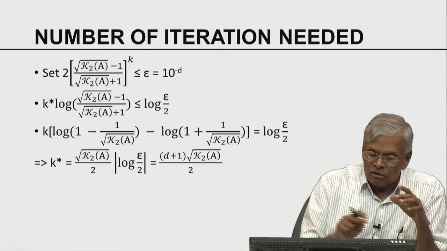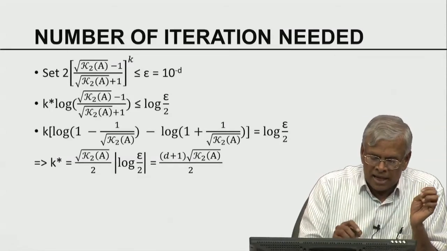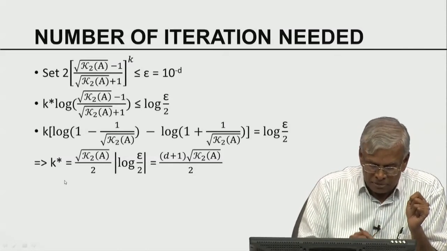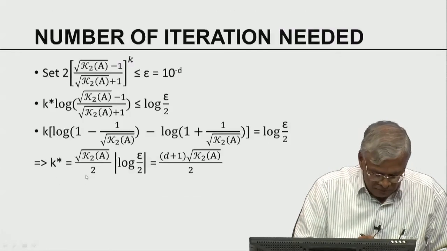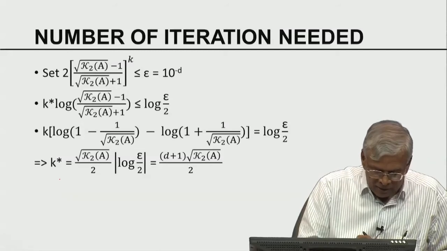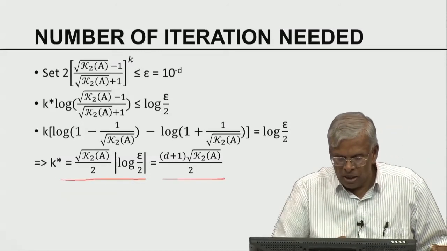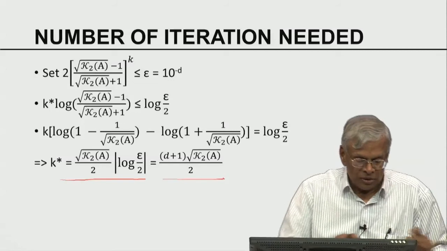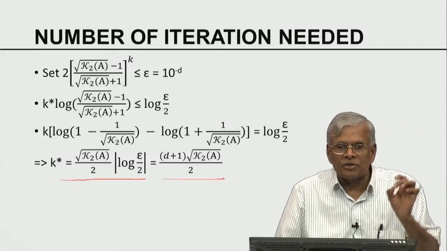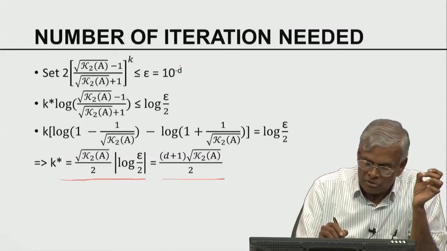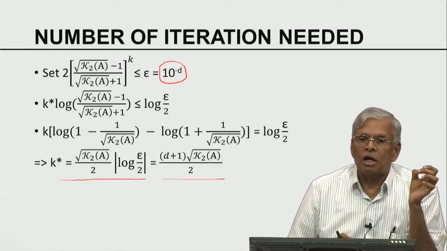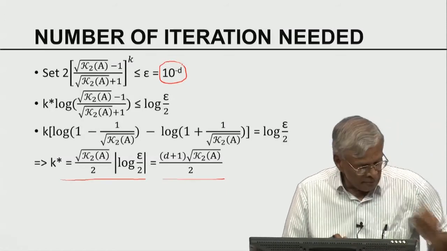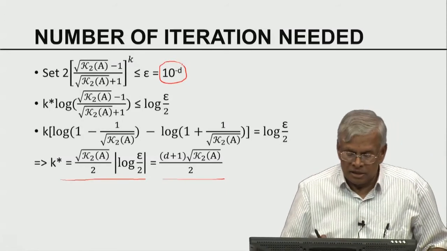So now I can do whatever I did with respect to the gradient algorithm. I can set this number, which is an upper bound, equal to epsilon, 10 to the power of minus d. By taking the logarithm and simplifying this expression, I can readily see that k star is given by this, which is equal to d plus 1 times square root of kappa A by 2. So k star is the number of steps in the iterative process needed to get close, of the order of 10 to the power of minus d. D is the precision, 6, 14, and so on. This follows again the same idea.